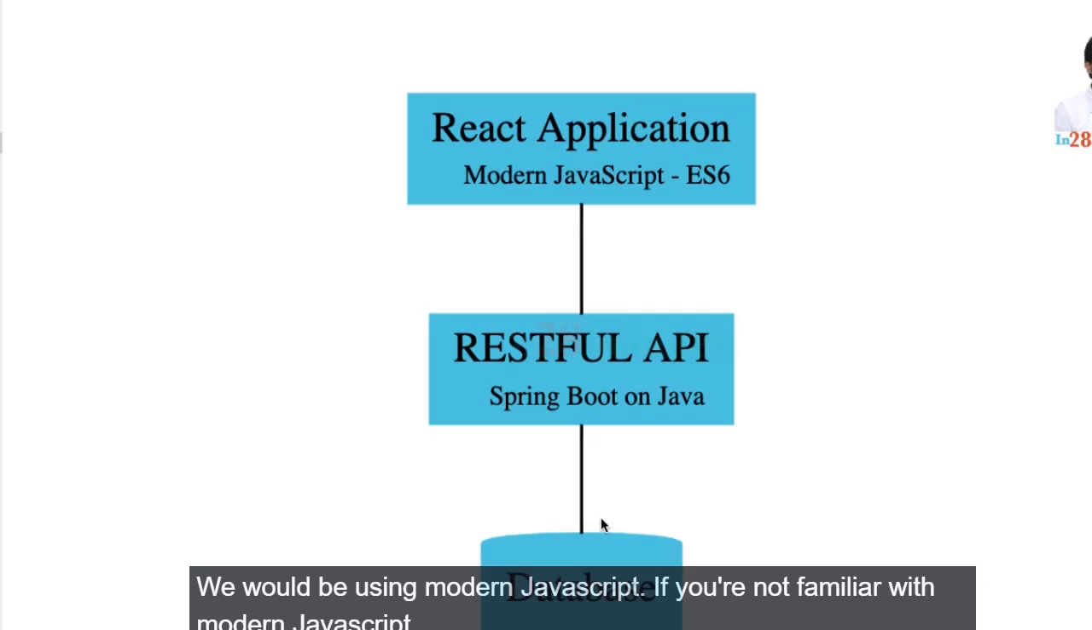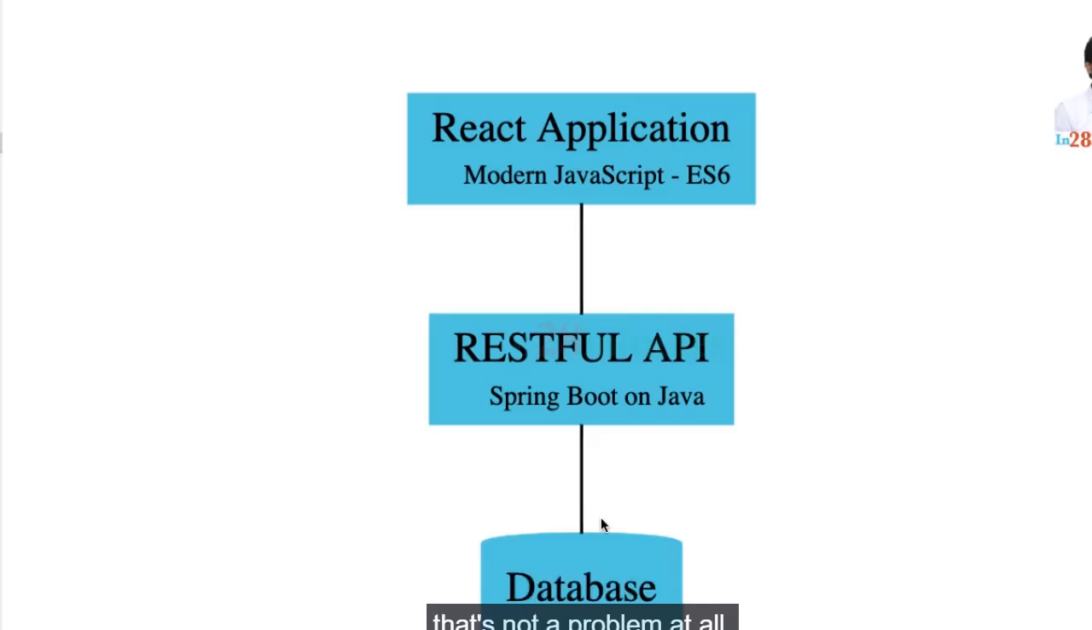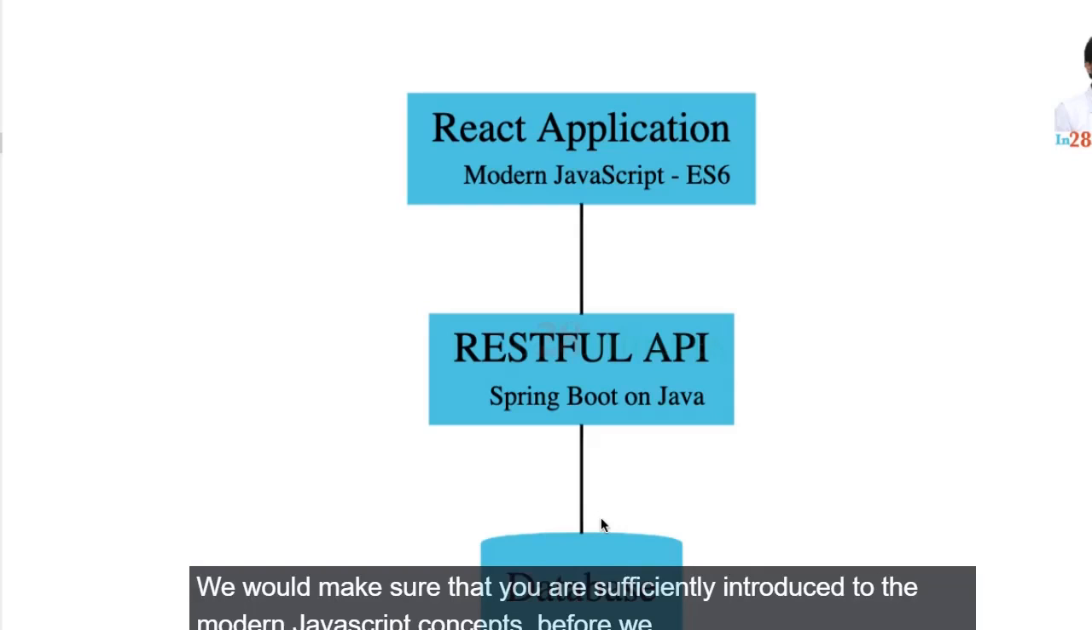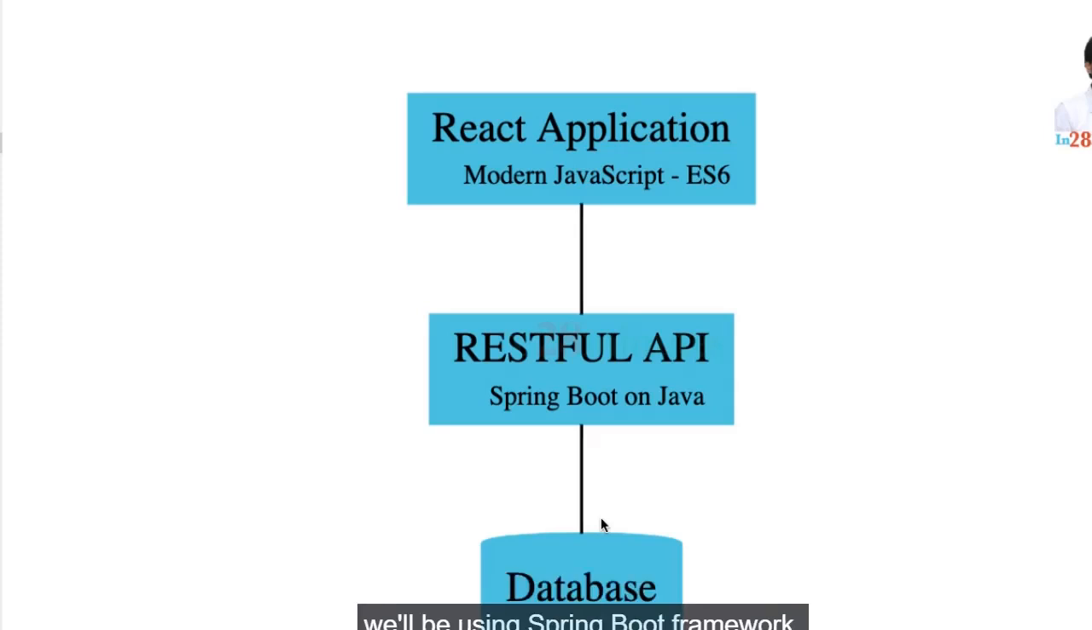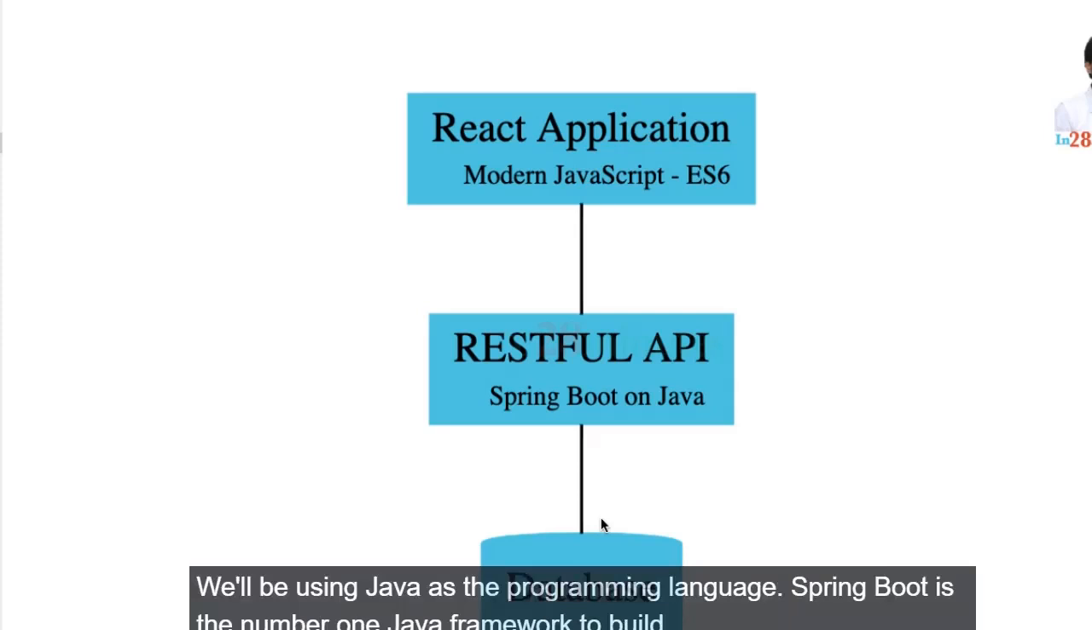We would be using modern JavaScript. If you're not familiar with modern JavaScript, that's not a problem at all. We would make sure that you are sufficiently introduced to the modern JavaScript concepts before we would use them in the course. To build the RESTful API or RESTful services in the backend, we'll be using Spring Boot framework. We'll be using Java as the programming language.